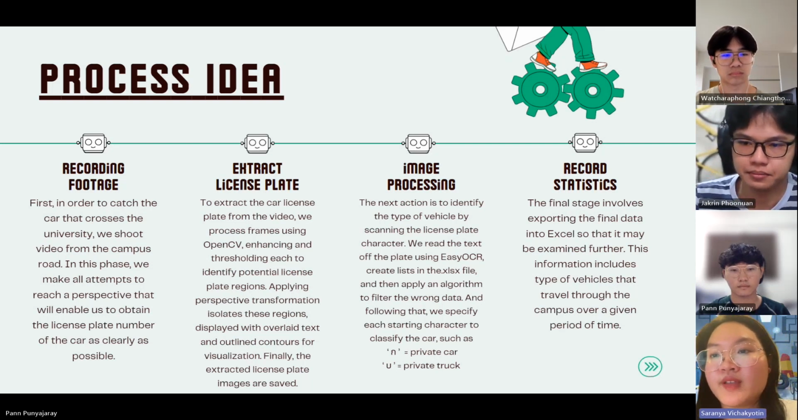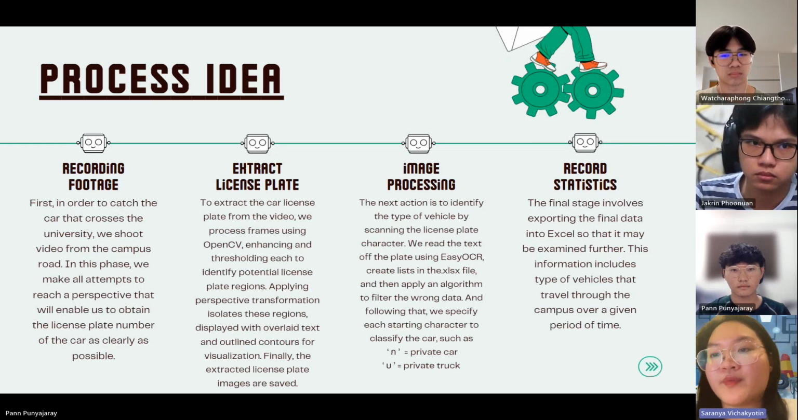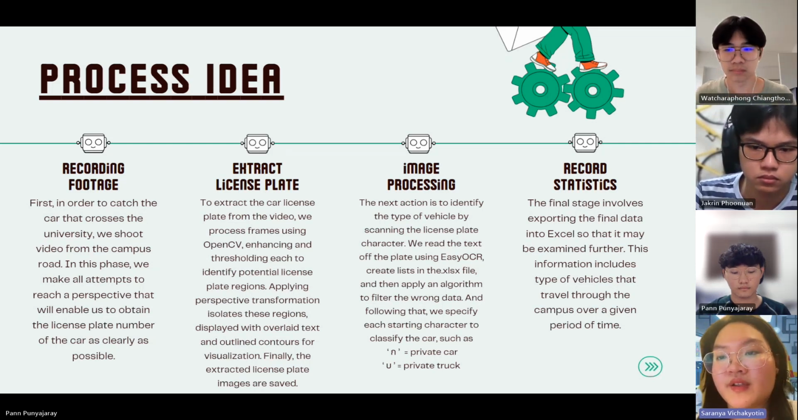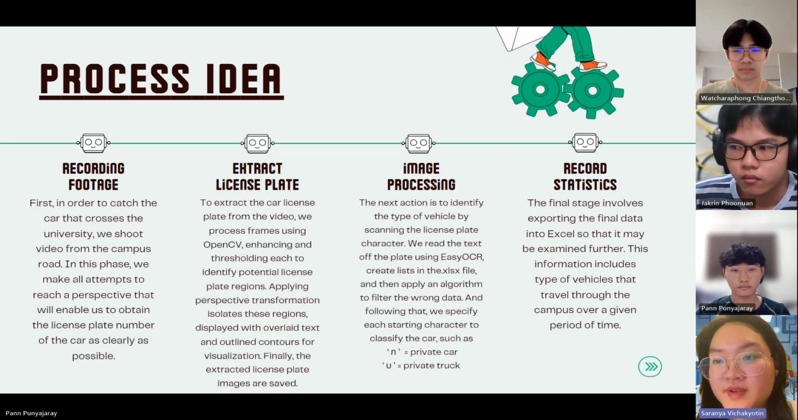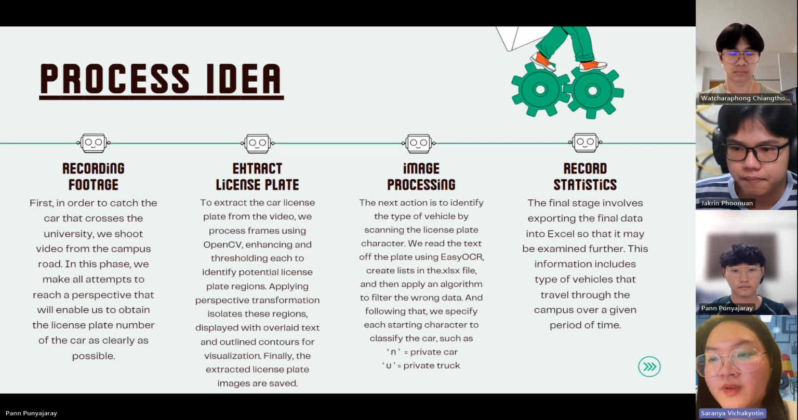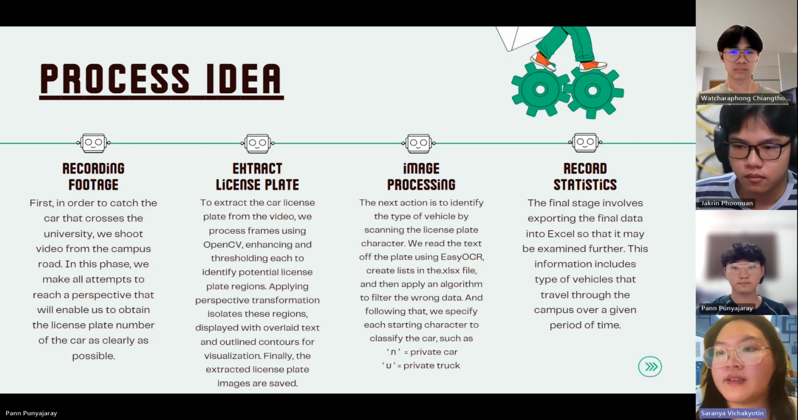The second step, we extract the license plate. To extract the car license plate from the video, we process frames using OpenCV, enhancing and thresholding each to identify potential license plate regions. Applying perspective transformation isolates these regions, and we display them with overlay text and outline contours for visualization. Finally, the extracted license plate images are saved.